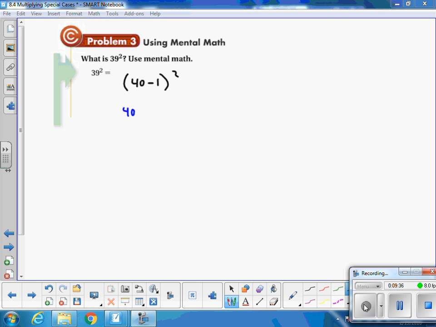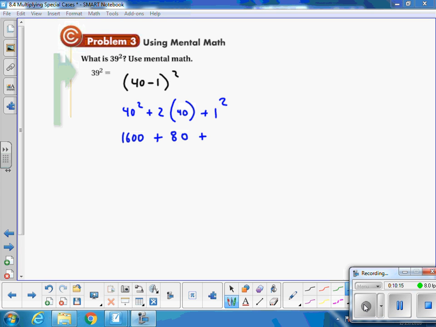So I'm going to square the first term, plus I'm going to double the product of the second term, which is 40 times 1, which is 40. And then I'm going to square the last term. So that would be negative 1 times negative 1. So actually, we have 1 on that one. Now, I can combine these out. So I end up with 1600 plus 80. I lost track of a negative in here.